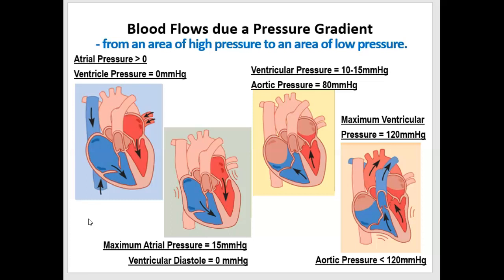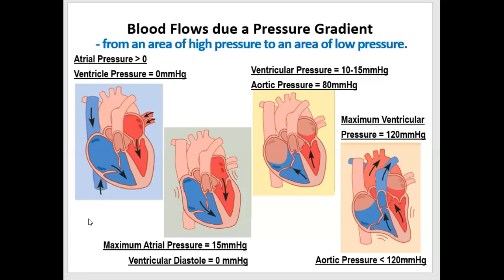And at this time the blood pressure in the aorta, as well as the pulmonary trunk, is much higher than that. So aortic pressure is approximately 80 millimeters of mercury at this time. Therefore, blood will not move from the low pressure in the ventricle of 10 to 15 millimeters of mercury to the high pressure in the aorta.